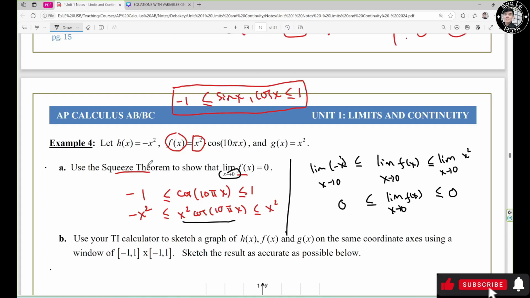Now by the Squeeze theorem, the limit of f of s when s approaches 0 equals 0, because the left and the right both equal 0, right?